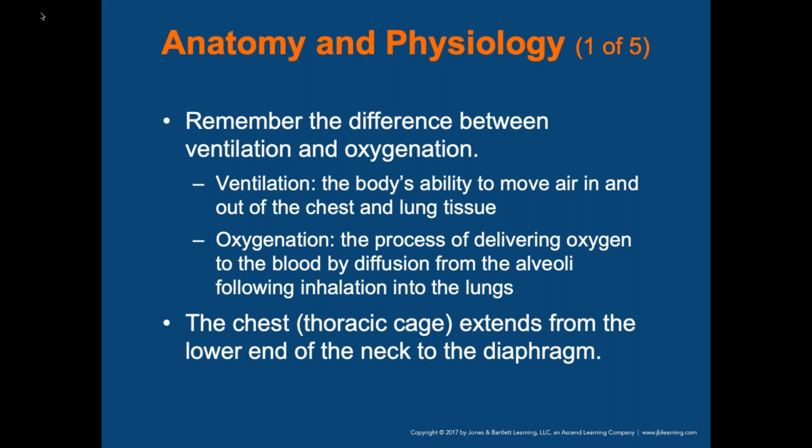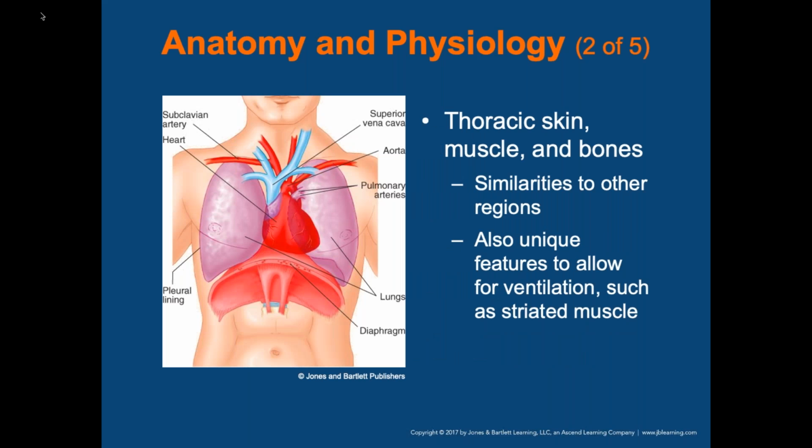So the chest or thoracic cage extends from the lower end of the neck to the diaphragm. So that's going to be our thoracic cage. So the bottom part of the neck, which extends to the diaphragm itself. And that's going to be our thoracic cavity. So everything underneath the chest wall. So the thoracic skin, muscle, and bones, as well as similarities to the other regions, also have unique features that allow for ventilation, such as striated muscles.